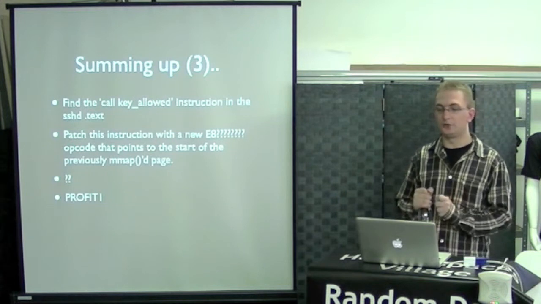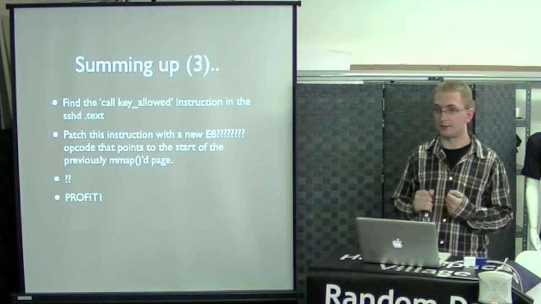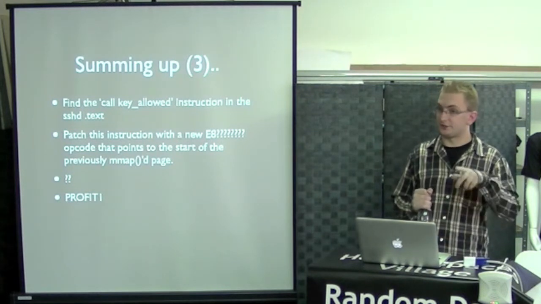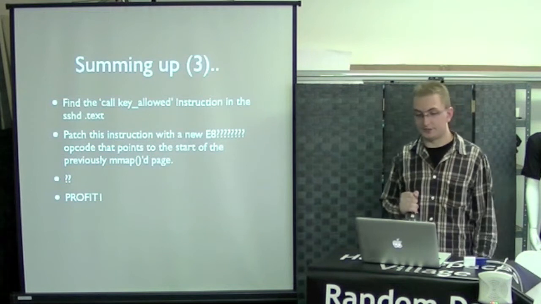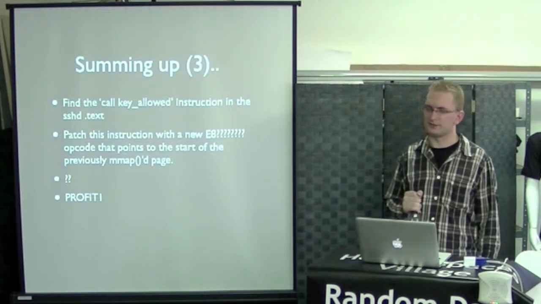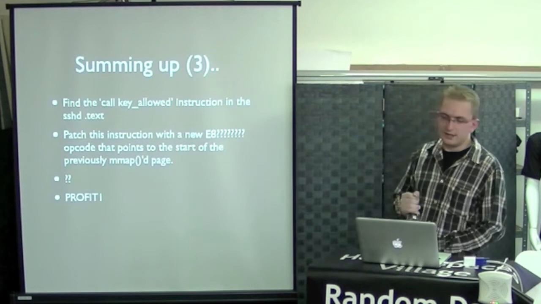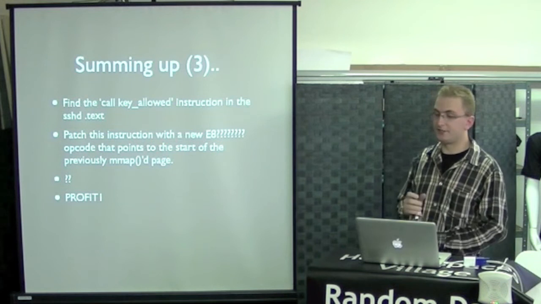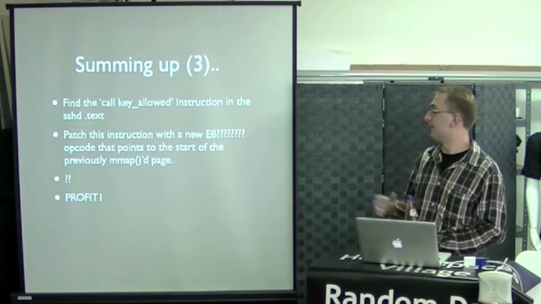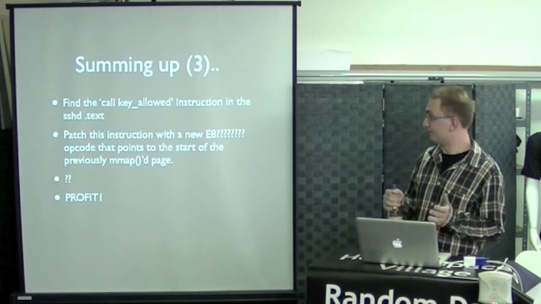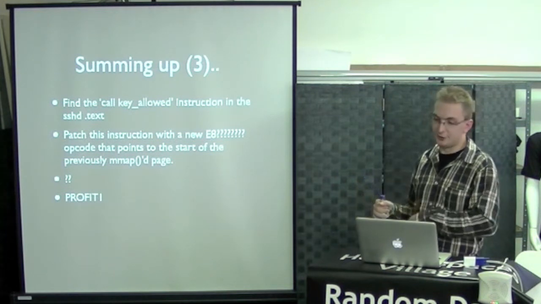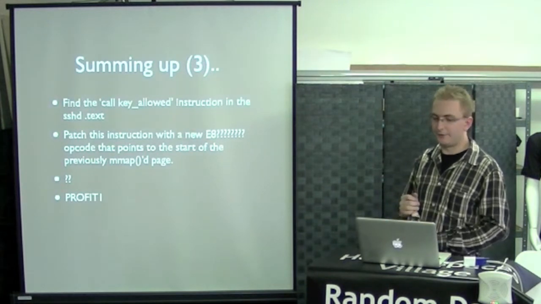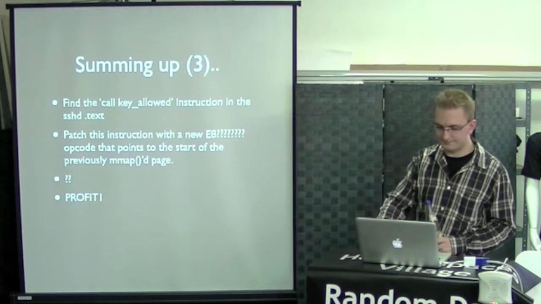We find the call to key_allowed, which is where we're going to patch. This is a call instruction, so it starts with E8 and then an offset. I think it's relative, I don't remember, I think it's relative. So we patch that to jump to our newly allocated page instead of the regular location. And of course, in the code that we shove into the new page, at the end we jump back to the original key_allowed, so it still works. And if everything went fine, there will be profit for everyone.